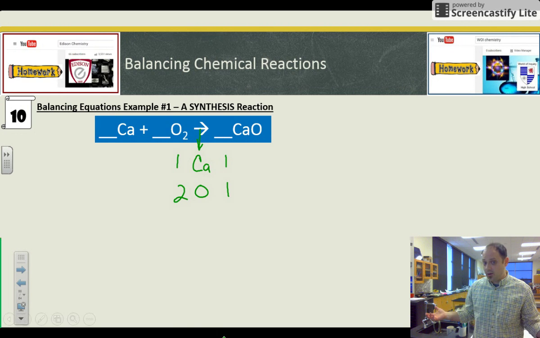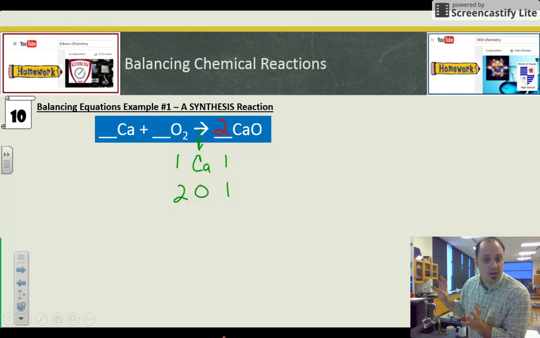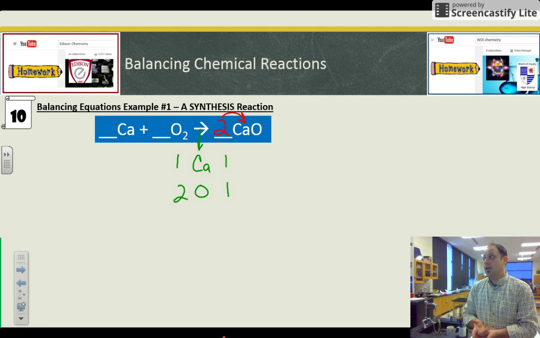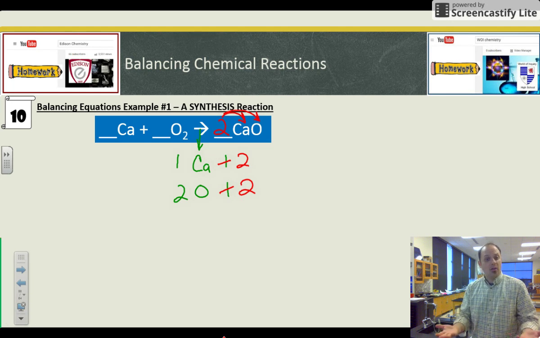The oxygens do not. So he's going to put in a coefficient somewhere that's going to change the number of oxygens on the product side. If he puts a coefficient of 2 in front of CaO, it means he's doubling the number of calciums and oxygens. So he put in a coefficient, he counts again, now we repeat, we compare. Does calcium match? No, but oxygen does.